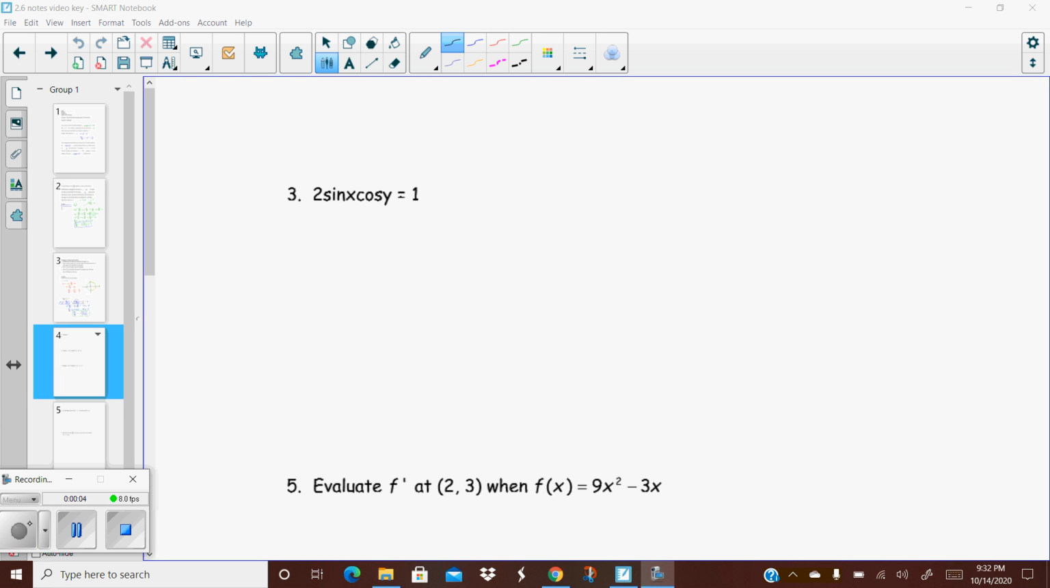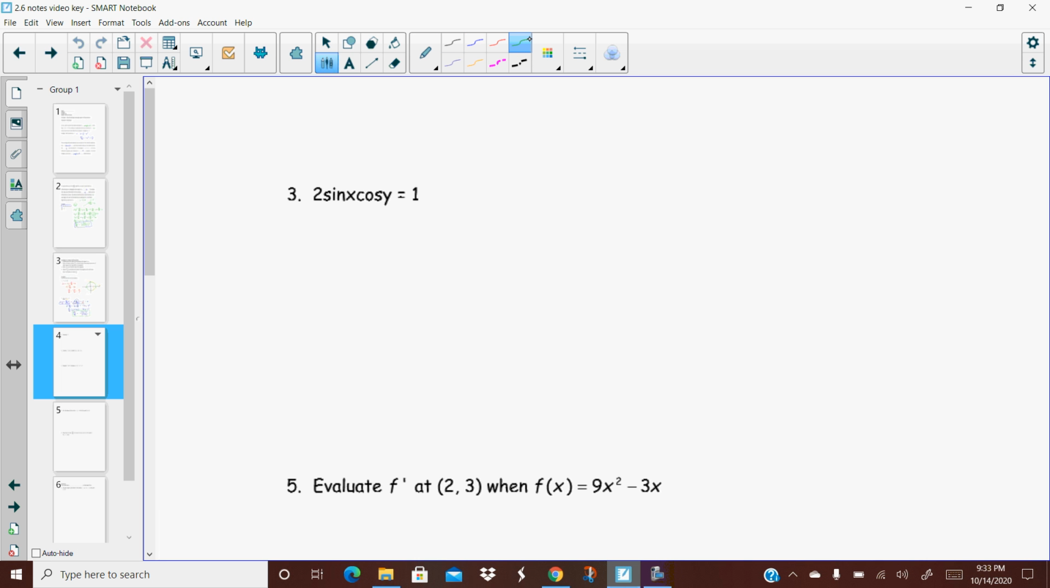Okay, this is section 2.6, video 2. We're going to go ahead and finish up section 2.6 with this video. So we were talking about implicit differentiation, taking a derivative of something with respect to x, meaning that if you have y's in your function and you take the derivative, you have to tack on a dy dx. So let's go ahead and do a few more examples.